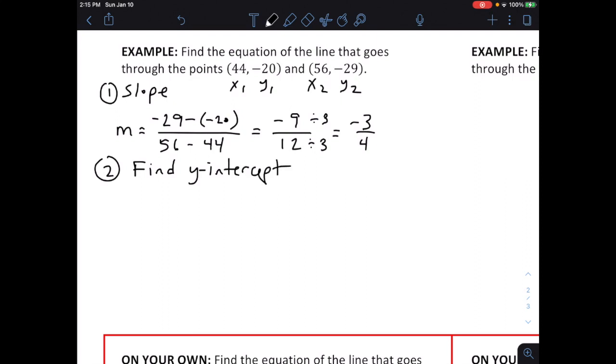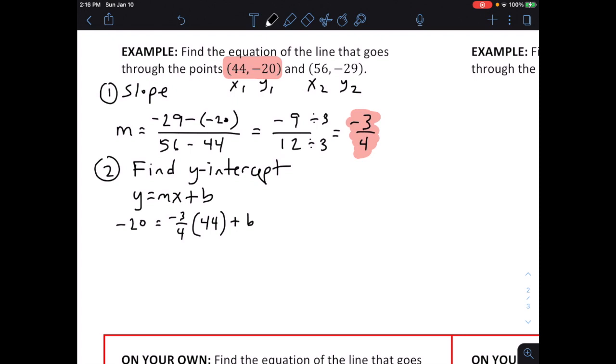Okay, so we find the y-intercept by plugging the slope and one of our points into y equals mx plus b. I'm going to pick this one because I like the fact that they're both even. That odd negative 29 just kind of makes me a little bit anxious. Okay, so if I take y equals mx plus b, and I plug in my y, which is negative 20, my slope, negative 3 over 4, my x value, which is 44, and then plus b. And now I need to simplify this thing.